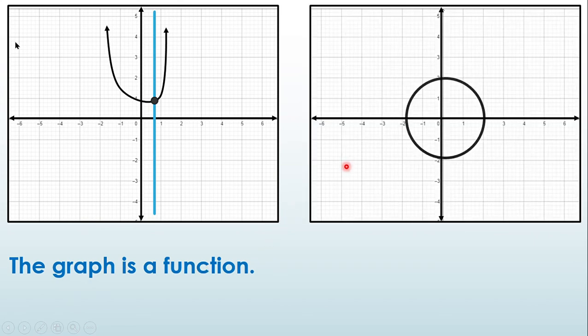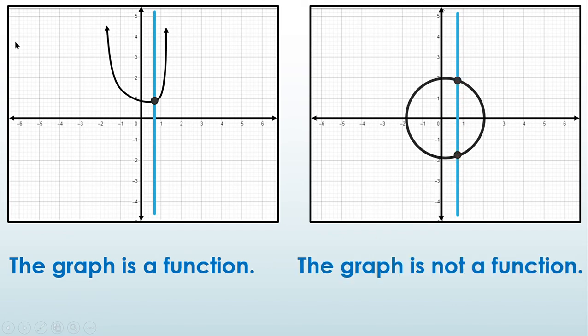Next example. So here, this is the graph. So we have a circle, right? So using the vertical line test, we have to put the vertical line. So as you can see, the vertical line meets the graph at 2 points. So this is not a function.